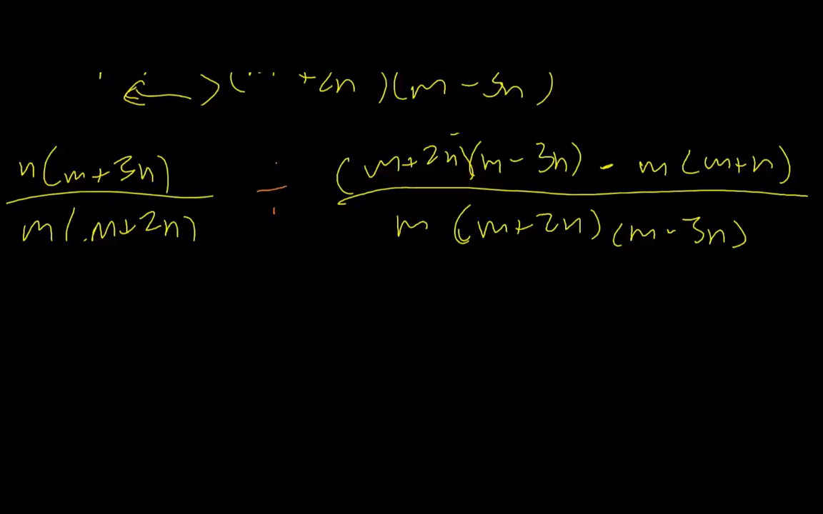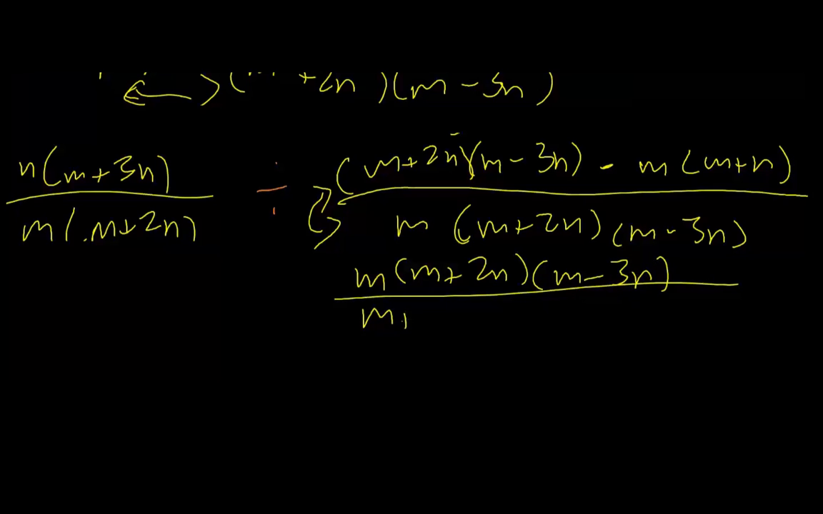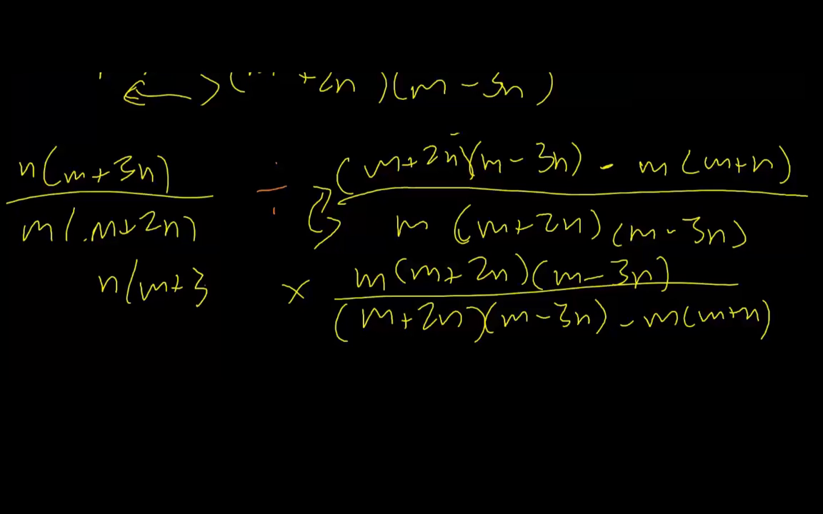Yes, it was. So now when you're dividing something, you have to get the second term, the term which you're dividing by, and you have to flip it. So if it's a fraction, we're going to flip this. Times m minus 3n all over m plus 2n, m minus 3n, I'm just flipping the fraction, minus m plus n, times n times m plus 3n, all over m times m plus 2n.